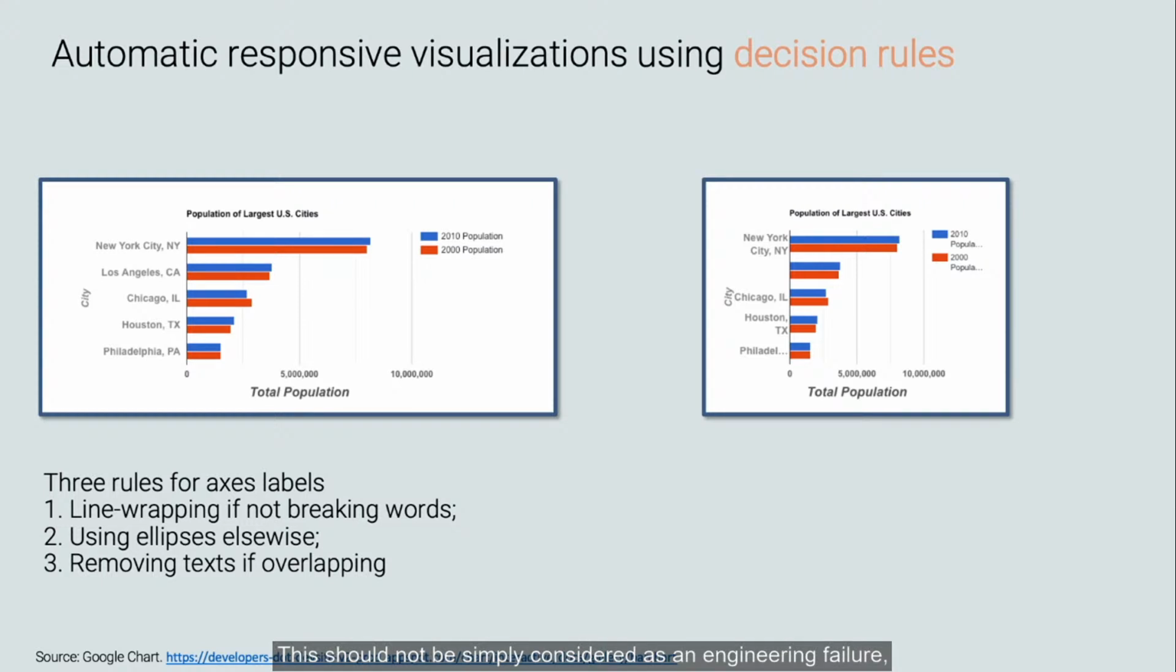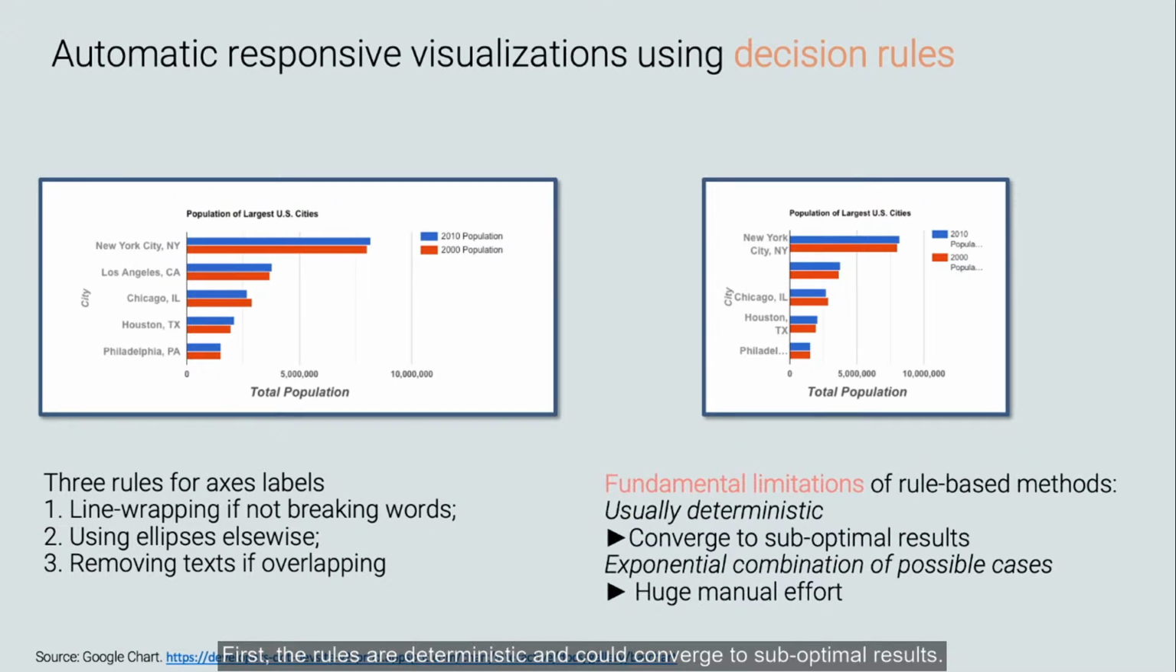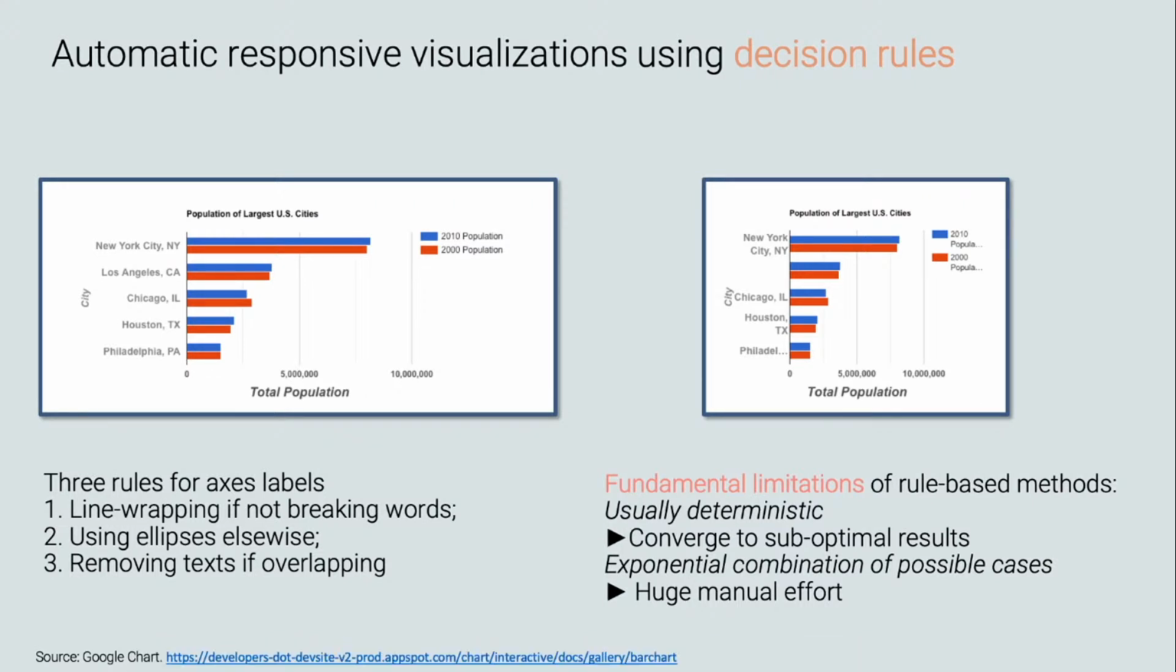This should not be simply considered as an engineering failure. Instead, it reflects the fundamental limitation of rule-based methods. First, the rules are deterministic and could converge to suboptimal results. For instance, a better and more flexible solution might be that we put the legend beneath the chart. Second, it's difficult to write rules for real-world conditions because there are too many possible and exceptional cases.